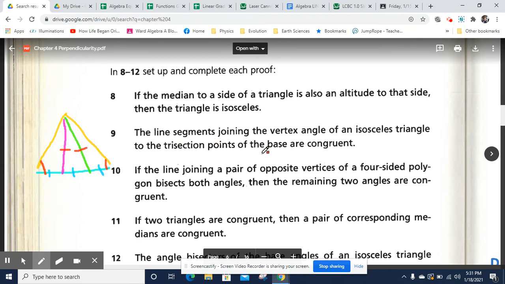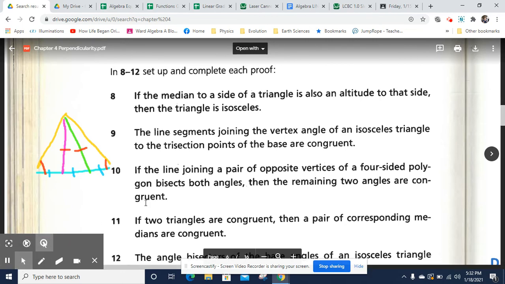Okay, so the given was that we have an isosceles triangle with line segments to trisection points in the base. And then the thing you have to prove is that those line segments are congruent. And I think that's fairly straightforward to do.